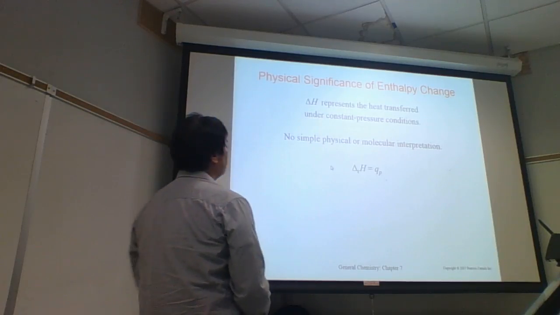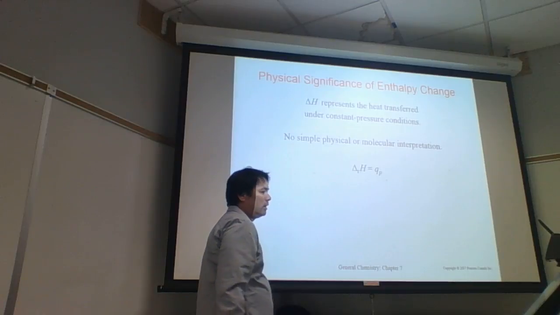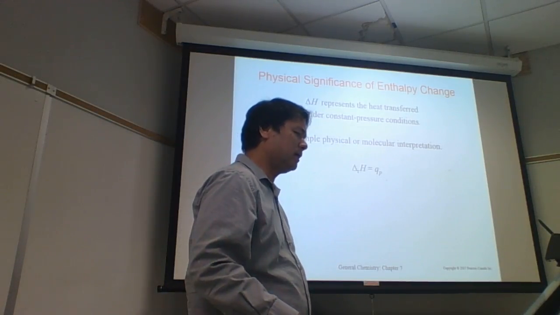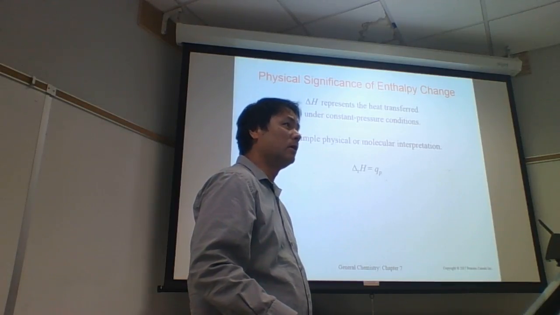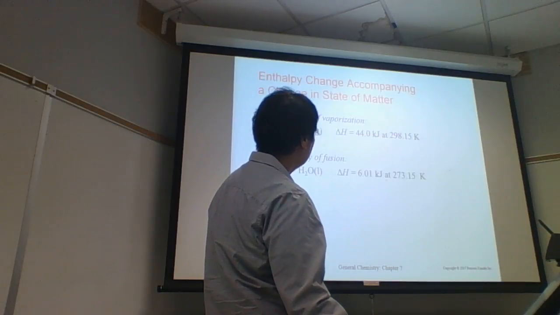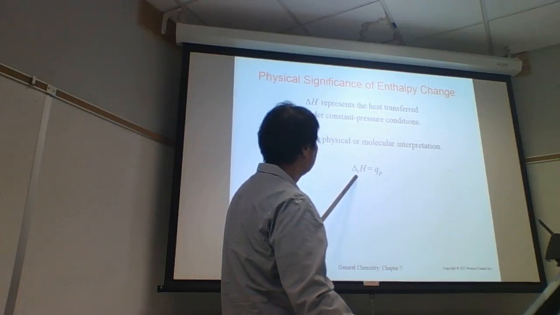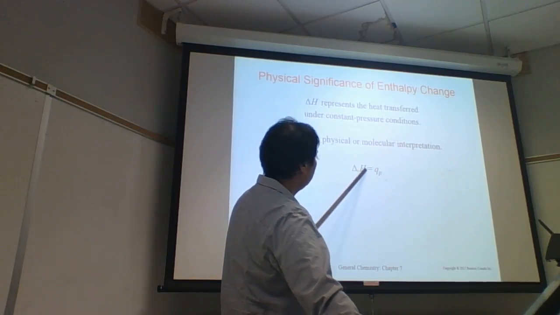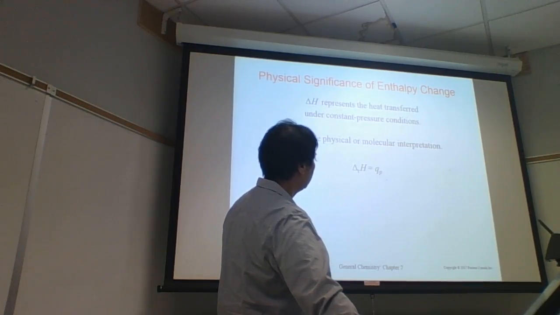All right, there's no simple physical or molecular interpretation, meaning that if we're to calculate the absolute enthalpies, we have difficulty in the sense that delta H is not equal to H final minus H initial. Anyway, this is the QP term. That's our definition of delta H.